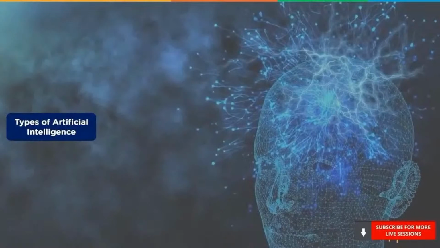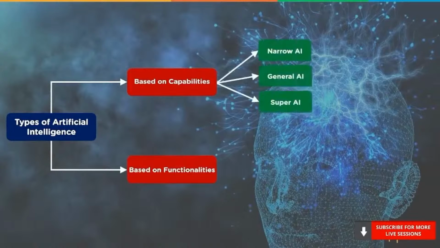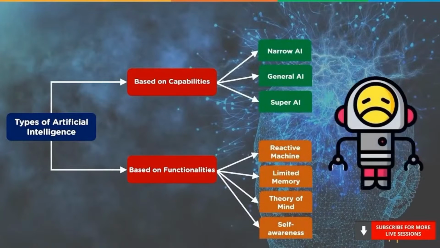Now, let's look at the different types of artificial intelligence. So AI can be classified based on capabilities and functionalities. Under capabilities, there are three types of artificial intelligence. They are narrow AI, general AI, and super AI. Under functionalities, we have four types of artificial intelligence: reactive machine, limited memory, theory of mind, and self-awareness. Let's look at them one by one.